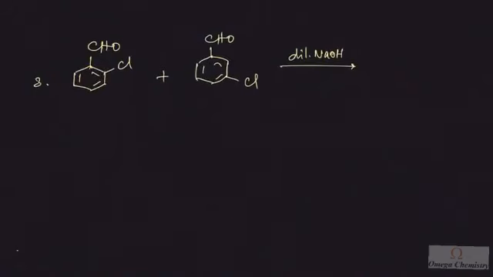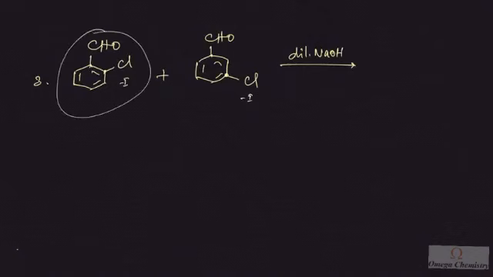The third problem. Here again I have a chlorine atom at the ortho position, and in the other compound I have it at the meta position. Again the minus I effect operates, right? And the minus I effect is more at the ortho position. So this compound will preferentially become the sodium salt of acid, whereas the other will become alcohol. We know that.